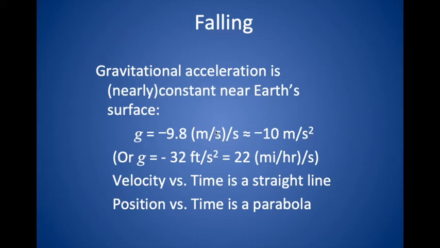Notice the unit here, it's 1/seconds here, and then another 1/seconds here. So you end up with 1/seconds squared. Okay, in other units, it's 32 feet per second squared, or 22 miles per hour per second. Okay, so with constant acceleration, that means your velocity versus time would be a straight line on a graph, and your position versus time would be a parabola.